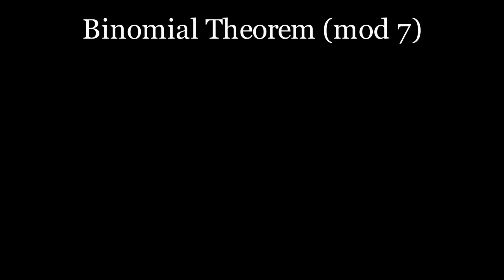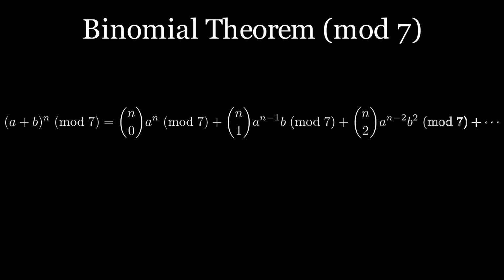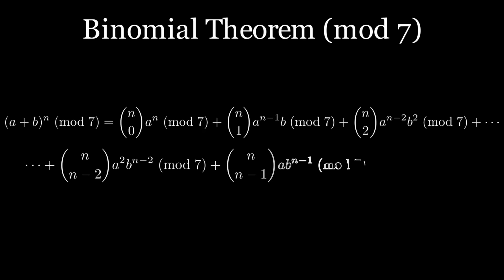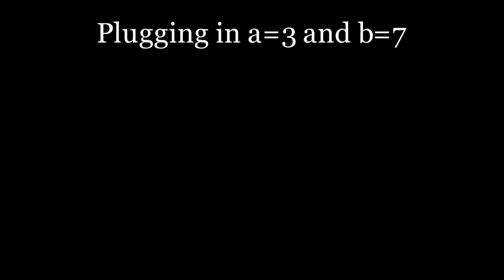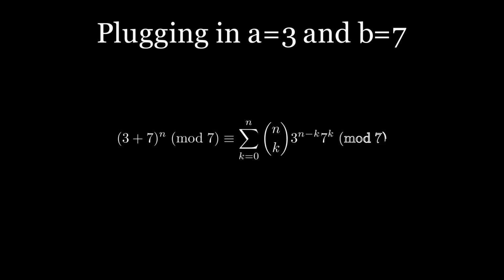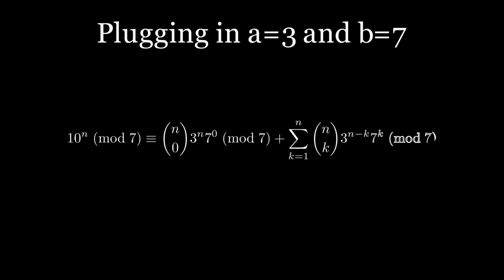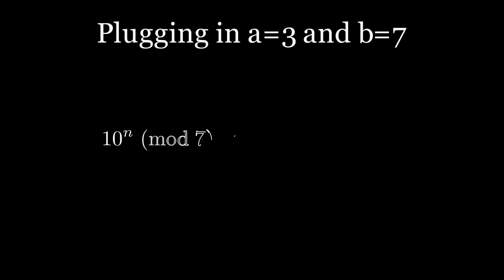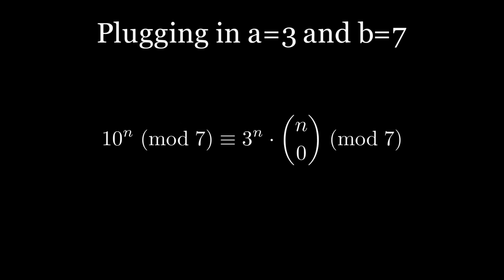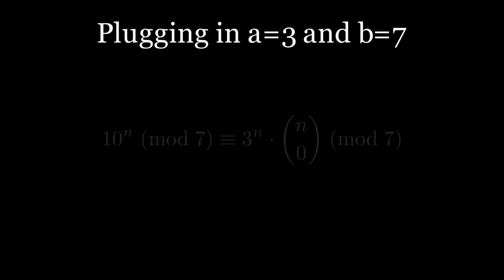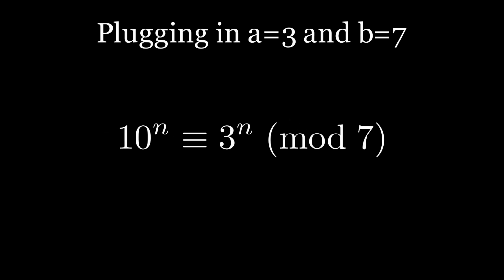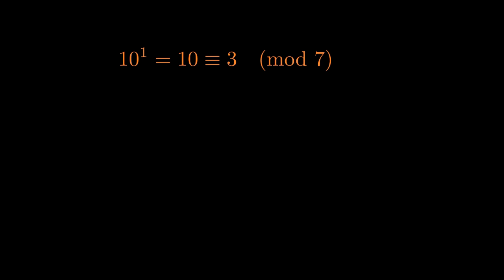Now using binomial expansion, we expand a plus b to the n mod 7. And with claim 1, we get the following expression. Now plugging in 3 and 7 for the values of a and b, we notice that for k greater than or equal to 1, the whole thing is a multiple of 7 and hence mod 7 of that would just be 0. This implies that 10 to the n is congruent to 3 to the n mod 7. Hence 10 is also a generator of mod 7. We just write the first 6 powers of 10 on the screen to make sure we're right.